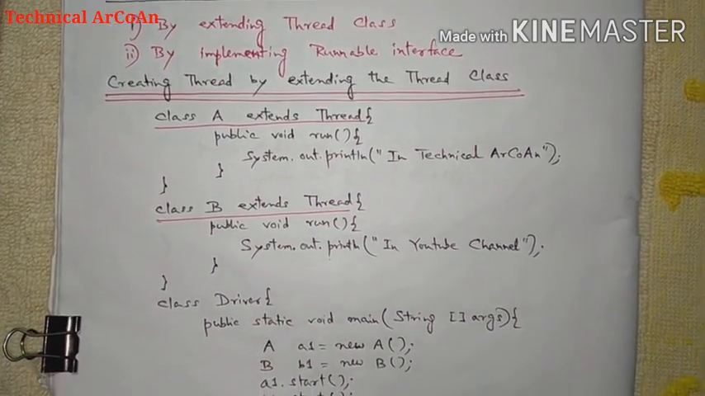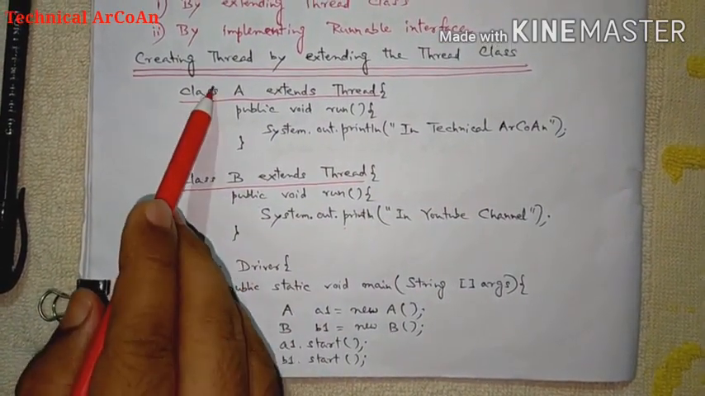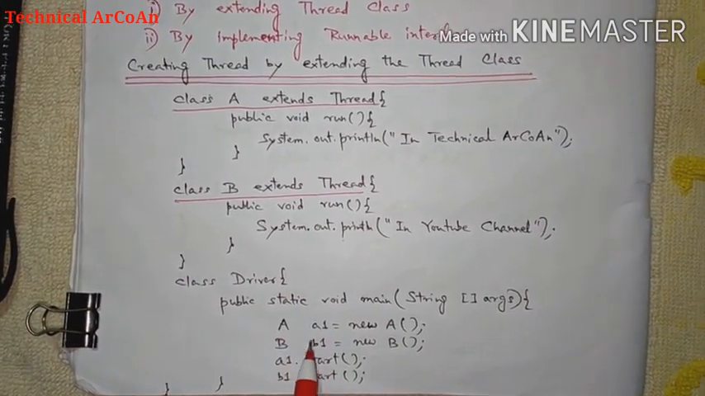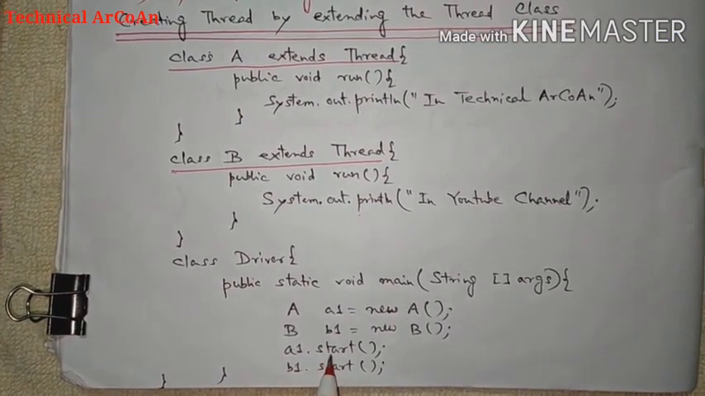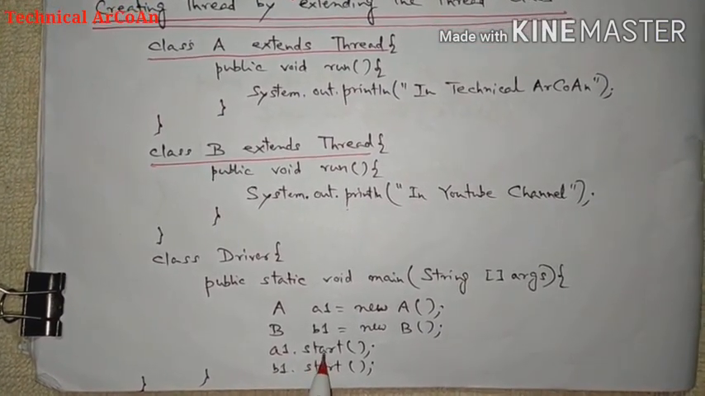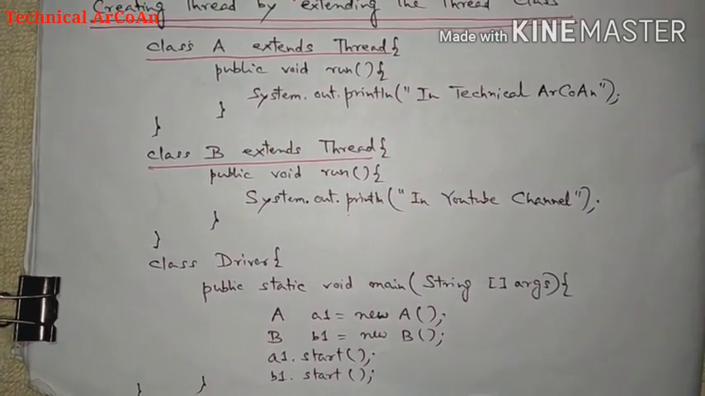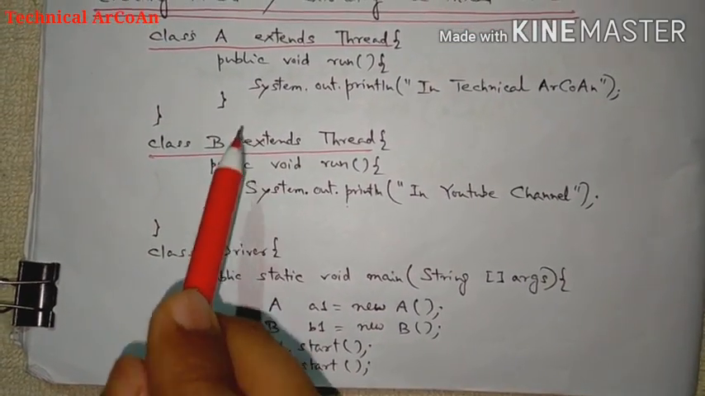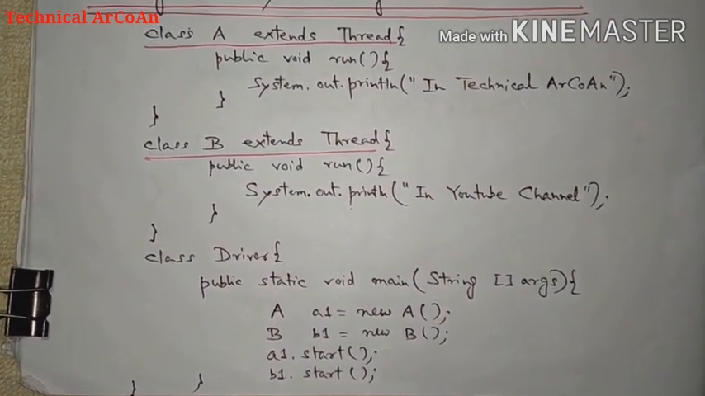Now the driver class, where we create the object for class A and for class B. The object for class A is A1, and the object for class B is B1. Now we do not write run here. Don't write run here. We write start, because when the start method is called, it automatically calls the run method. So when we call these 2 lines, these 2 threads run separately and parallelly, simultaneously.